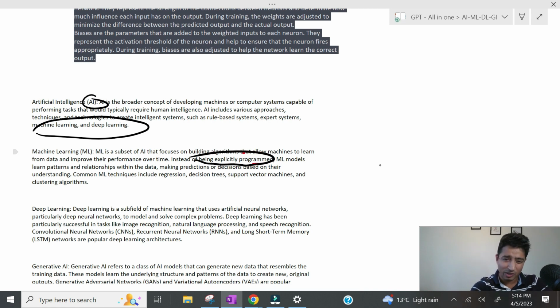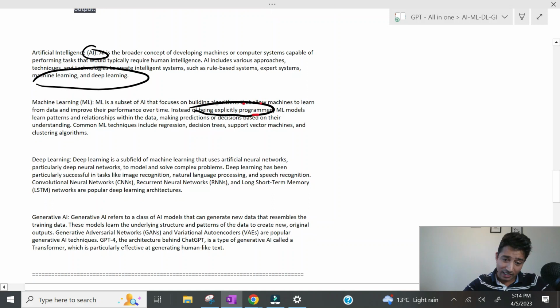So this is the most important thing: we are not programming it. It will learn from the data, and that's what the learning is. It's not rule based. We just feed it with data, and the algorithm will learn it by itself. Deep learning is a subfield of machine learning that uses neural networks, particularly deep neural networks, to solve complex problems. Deep learning has been particularly successful in tasks like image recognition, natural language processing, and speech recognition. And there are different types of deep learning networks like CNN, RNN, LSTM, GPT, GAN, autoencoders, different types of stuff.